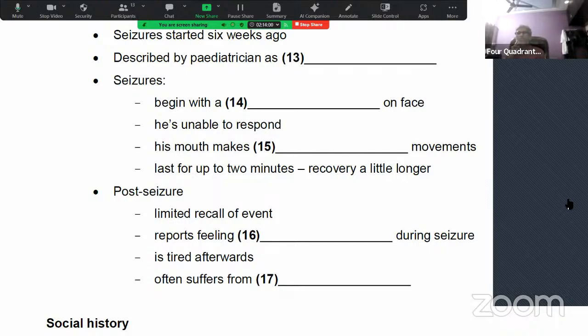Involuntary, irregular, twisting, jerking, not jerky, jerking. Better. Involuntary, twisting. Okay. Right. Next, Q16. Reports feeling dash during seizure. Question number 16. Unconscious. Reports feeling unconscious. When she becomes unconscious, how can she feel?